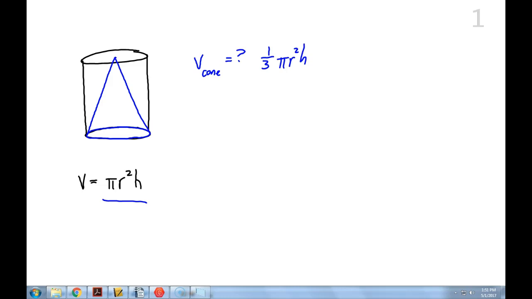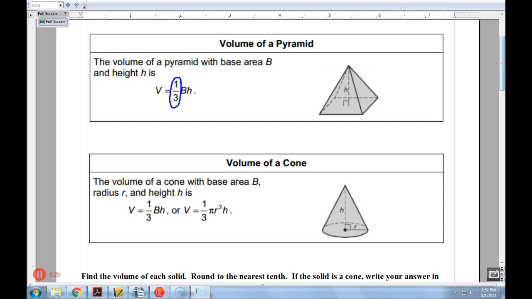And you can do this with sand. You could have a paint can and a funnel inside of it of the exact same size, and you could fill that funnel up with sand, and you would pour exactly 3 of those funnels to fill up the entire cylinder. So that 1/3 is extremely important when you're dealing with pointy objects like pyramids and cones.